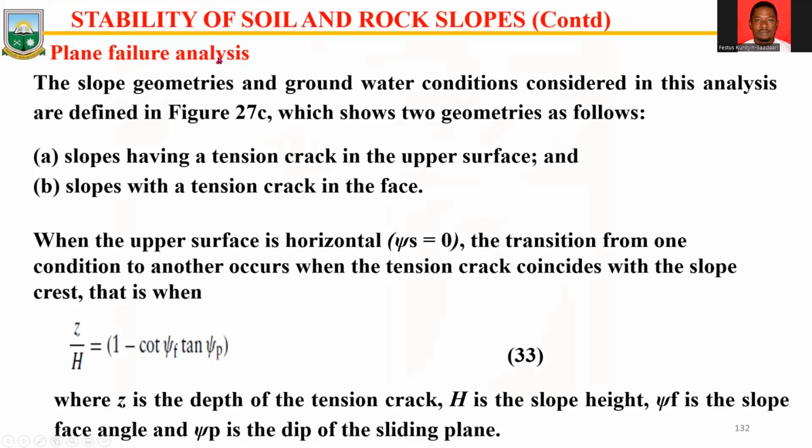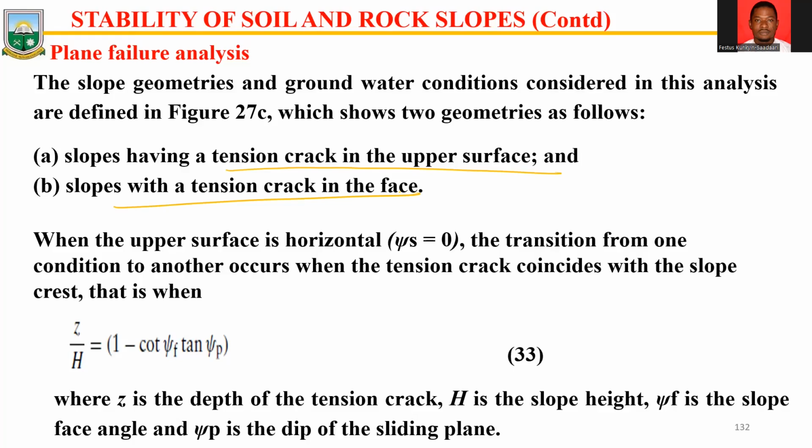So, planar failure analysis. The slope geometries and groundwater conditions considered in this analysis are slopes having a tension crack in the upper surface. Two geometries must be considered. There should either be a tension crack in the upper surface of your slope, or a slope with a tension crack in the face. These are the two things that occur for you to know that this type of failure is a planar failure, and so you can go on with your analysis.